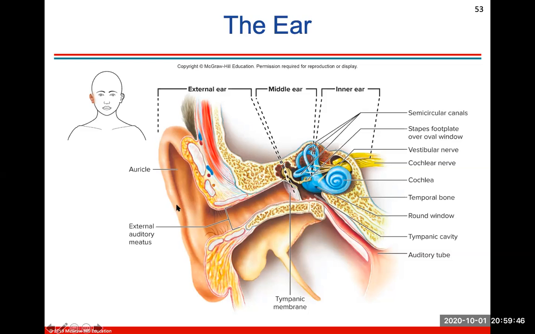Really simply, sound will come in through the auricle and through the external auditory meatus. Sound will cause vibrations against the tympanic membrane, and those vibrations are amplified through these three tiny ossicle bones.